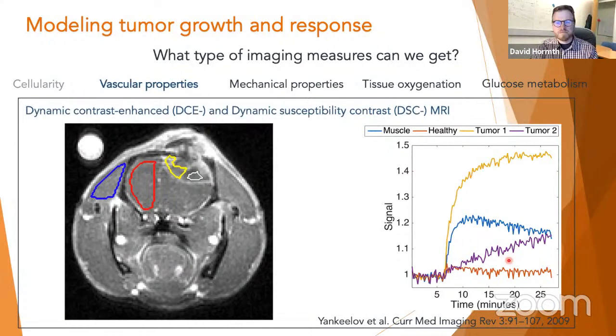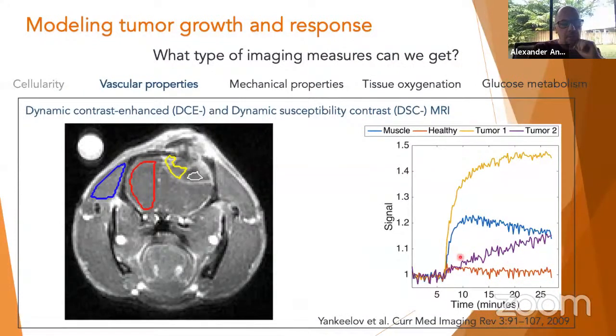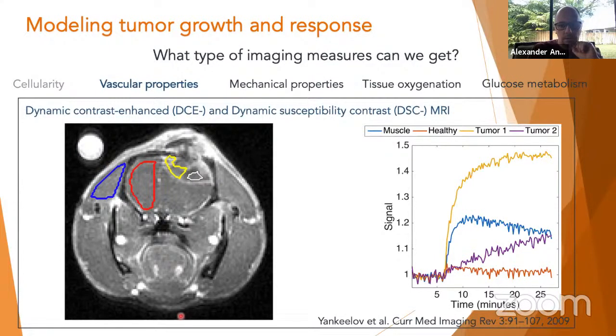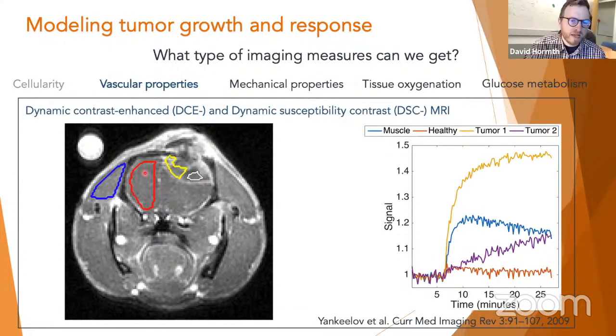David, can I ask before you go on? Sure. What's the resolution of a voxel here? Like, how big is it? Yeah, so this entire image is 32 by 32 millimeters. And each pixel or each voxel in this image is 0.25 by 0.25 millimeters, and then a 1 millimeter slice thickness.